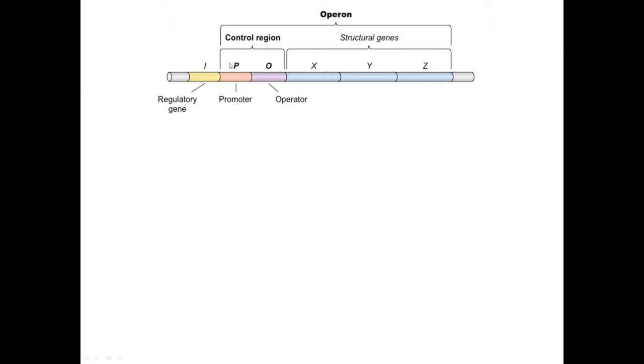The promoter has the same function as the promoter in a eukaryote. This is where the RNA polymerase is going to bind and start the whole transcription process. And then we have two other DNA sequences that are important for keeping control of this. We have a DNA sequence called an operator, and an operator is a sequence to which a protein called a repressor can bind. All right.